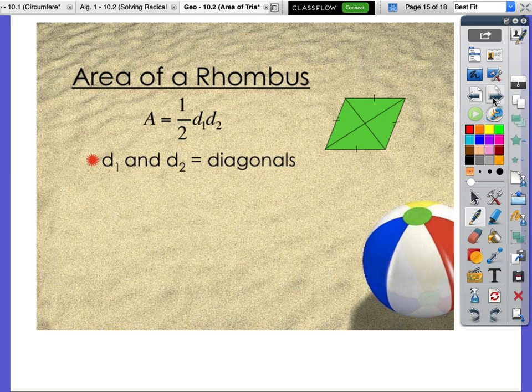Okay. Hey, area of a rhombus. Okay. Area of a rhombus. It's 1/2 diagonal 1 times diagonal 2, because the diagonals don't have to be the same length in a rhombus unless it's a square. So it's just diagonal 1 times diagonal 2, half of it. Now it's also technically a parallelogram, so you still could do the base times height, and it would work. But sometimes we might not know the base and height of the rhombus.